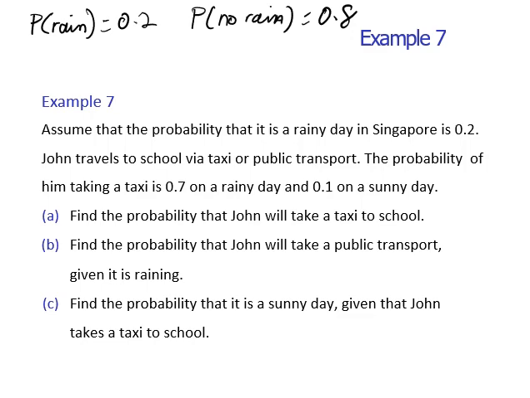What is the probability of John taking public transport given that it's raining? So it's basically asking you, now it's already raining, but John has not come to school yet. What is the probability that he will take public transport? You already know that it rains. The third question is, what is the probability that it's a sunny day given that John has taken a taxi to school? So let's say you're in class now. John comes in and says he has taken a cab to school and it's so expensive. What is the probability that it is a sunny day outside?